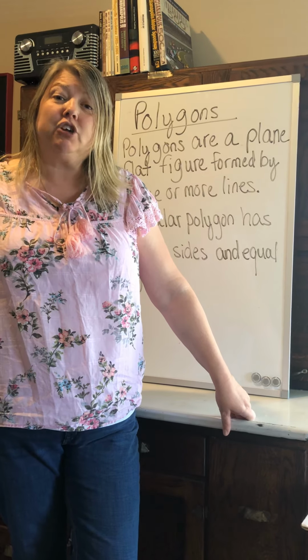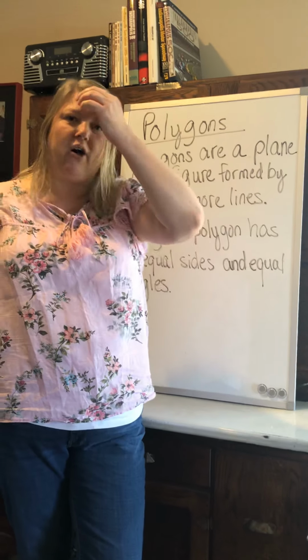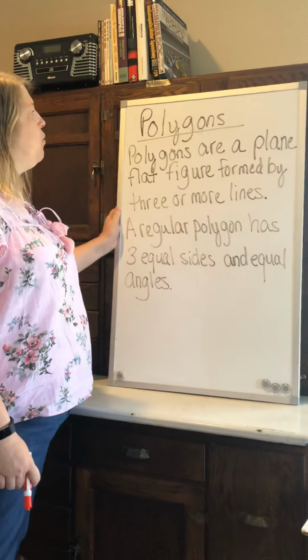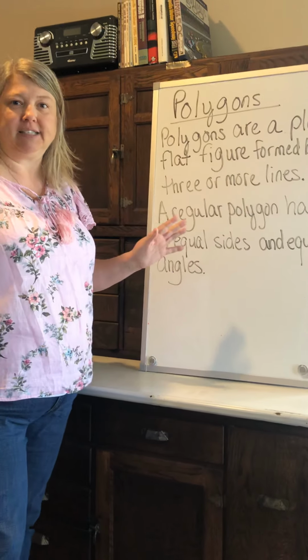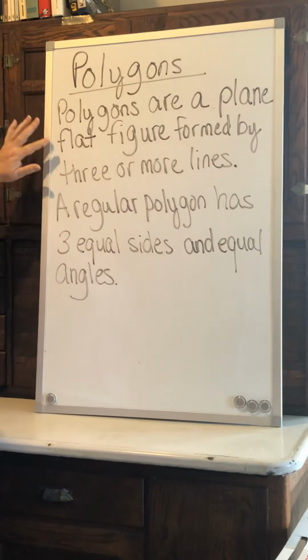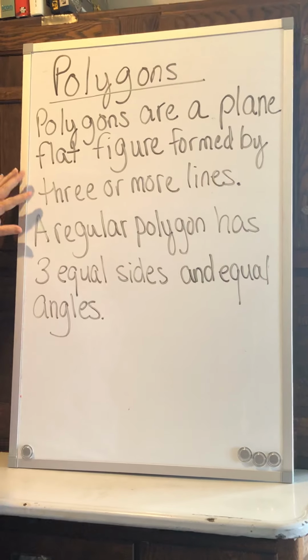And I wanted to talk about the introduction to polygons. So we're going to start some geometry now. And I have made up a board here that talks about what a polygon is. Okay? So polygons are plane, flat figures. They're formed by 3 or more lines.